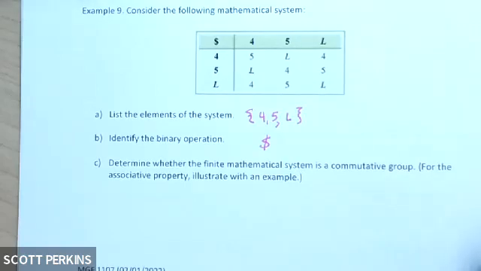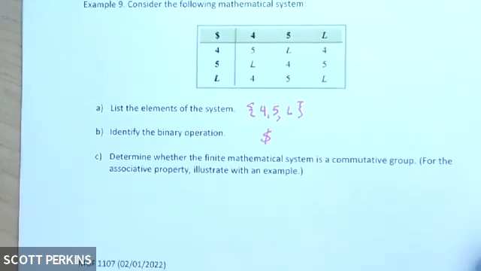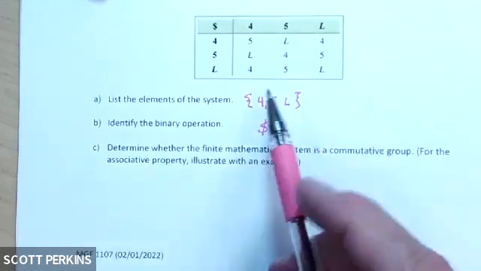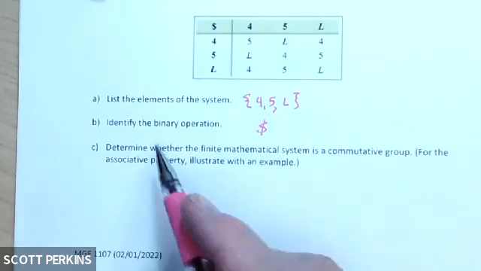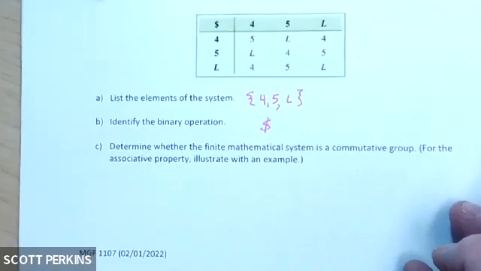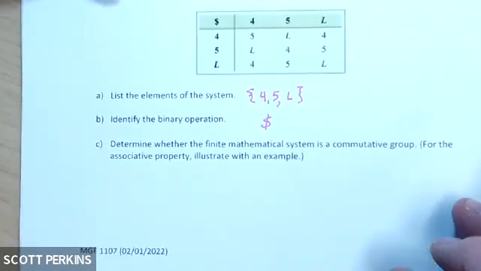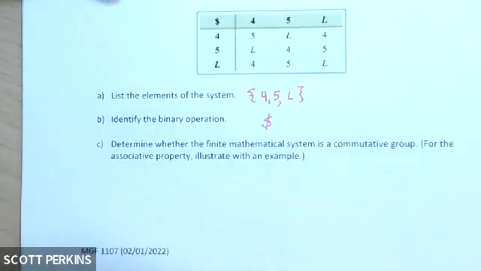All right, so I'm just going to get started. If you're working, keep working. So on my table, the elements are 4, 5, and L. So you can see them right there. The binary operation is defined by the dollar sign. So we're going to determine if it is a commutative group.